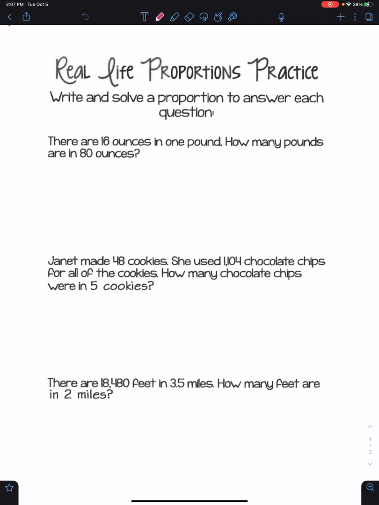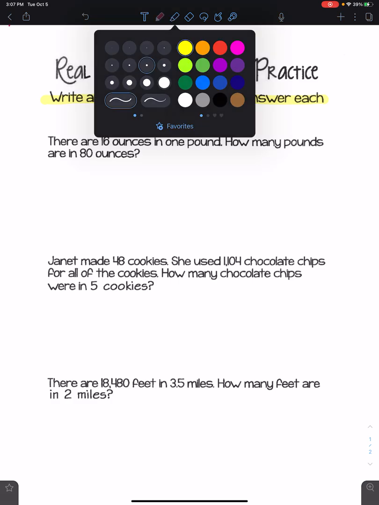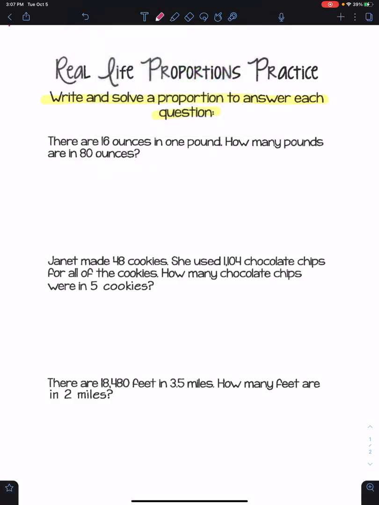Okay, so we've just learned about proportions. Now we're going to use proportions to solve some real life problems. So you will be responsible for setting up the proportion as well as solving it. Even if you can find another way to solve these problems, the directions are asking you to write a proportion to solve it. So for question number 1, it says there are 16 ounces in 1 pound.